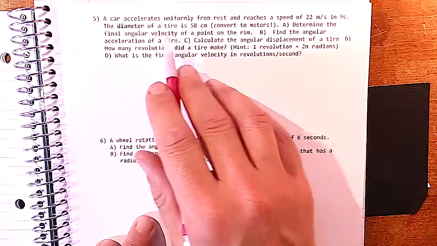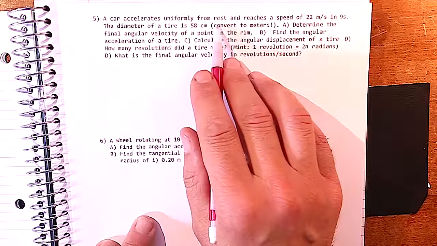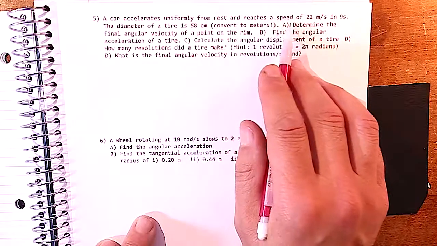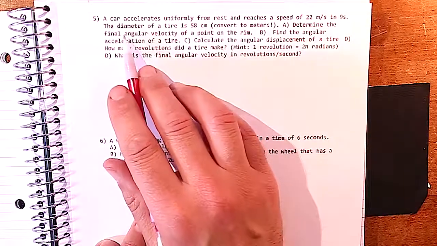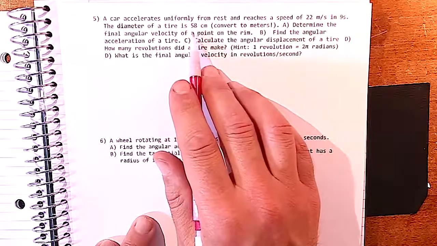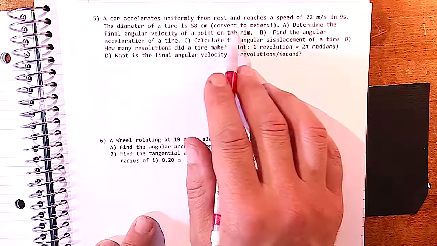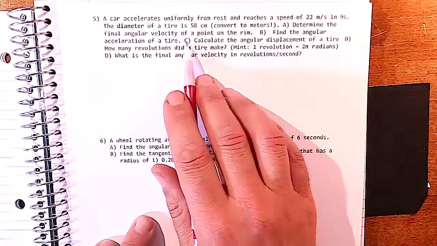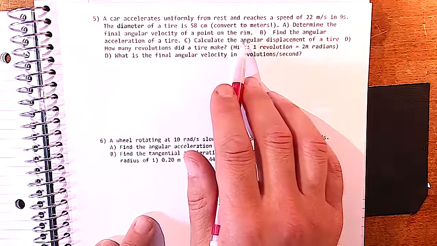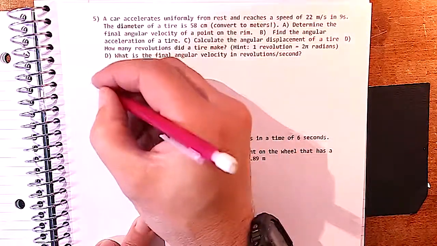It says we have a car accelerating uniformly from rest, and it reaches a speed of 22 meters per second in 9 seconds. And the diameter of the car tire is 58 centimeters. Convert to meters, so that's 0.58 meters. Determine the final angular velocity of a point on the rim of this car tire.